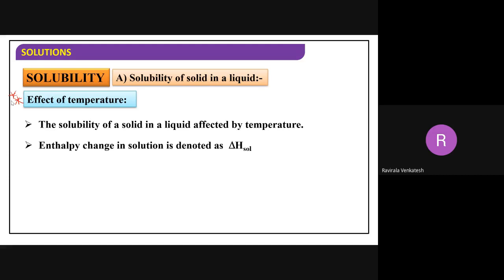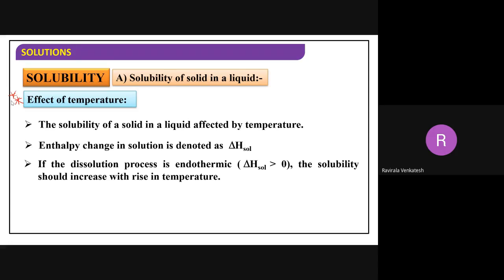So mostly, if I take an endothermic process, everyone I think knows the endothermic process. Now, I'm taking some water and adding ammonium chloride into it. In this case, heat is absorbed. Heat is absorbed. Immediately it becomes cool now. For this process, when you increase the temperature, solubility also increases.